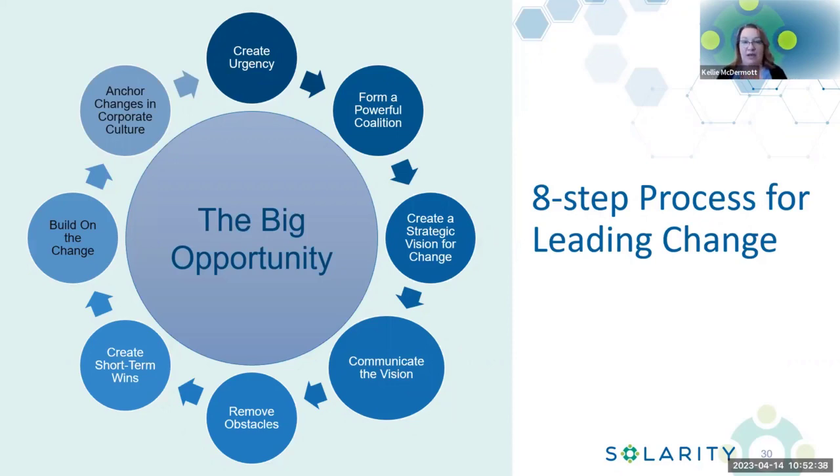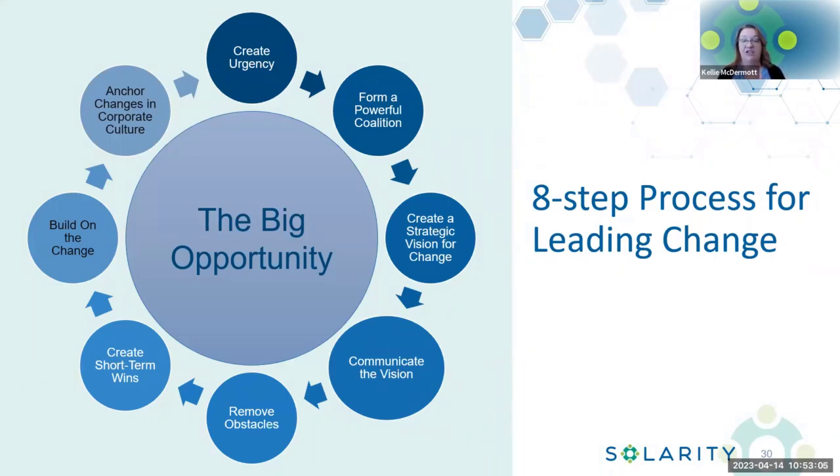So step 1 is create urgency. This is where you're identifying potential threats and opportunities that drive that need for change. Step 2 is form a powerful coalition. So you're going to identify the change team. Again, doesn't necessarily have to be within your team. It may be some other people in the organization that can help promote that change.